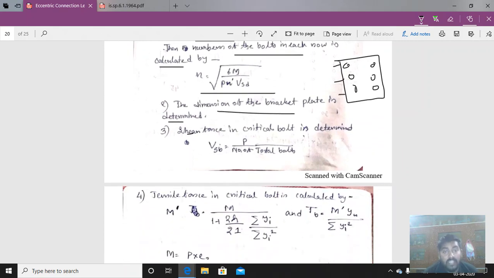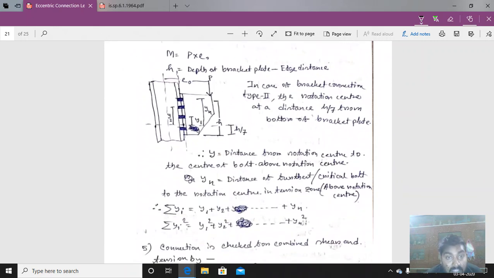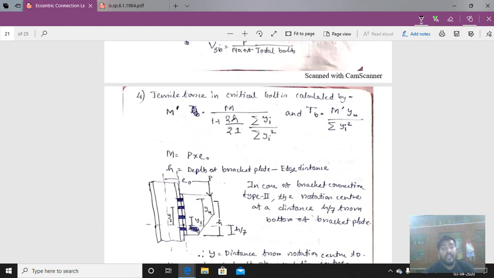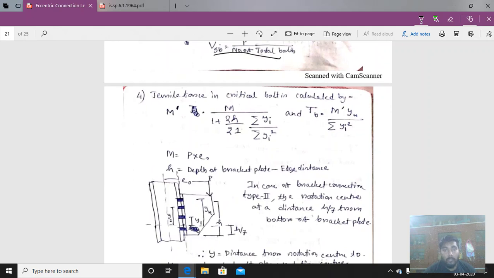Now, shear force in the critical bolt. The critical bolt is the bolt which is at the farthest distance, similar to the unstiffened seat connection. So shear force in the critical bolt is determined by P divided by the number of total bolts. If 2 rows are there, 2 into n will be taken here.